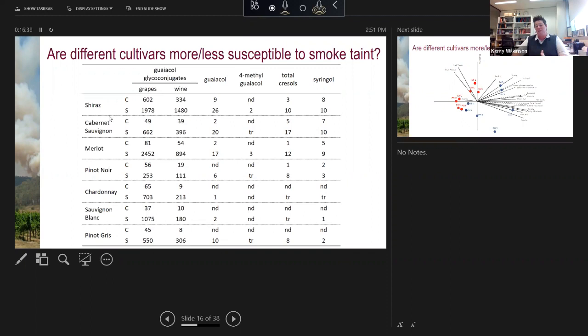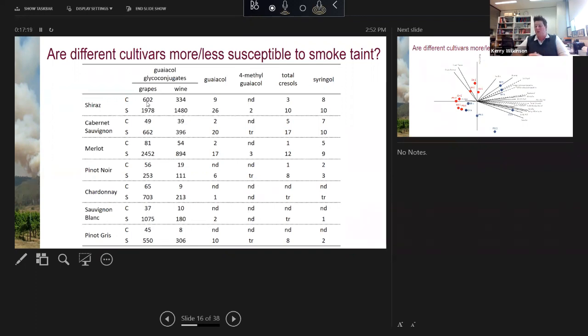So here we've got the chemical data for some of our grapes and wines from our varietal trial. We've got our 7 grape varieties, and then C is for control, so no smoke exposure, and S is for smoke exposure. In the first column, we've got the concentration of our glycoconjugates in the grapes, and with the exception of Shiraz, what you can see is in our control grapes, we've got quite low levels in all of the control fruit across those varieties. What that tells us is that Shiraz is a little bit different, and for some reason it has these glycoconjugates present as natural components.